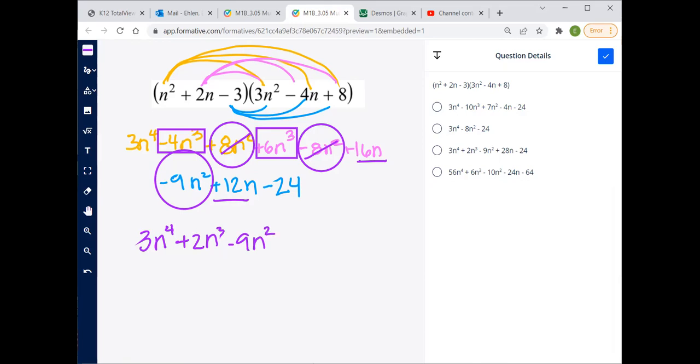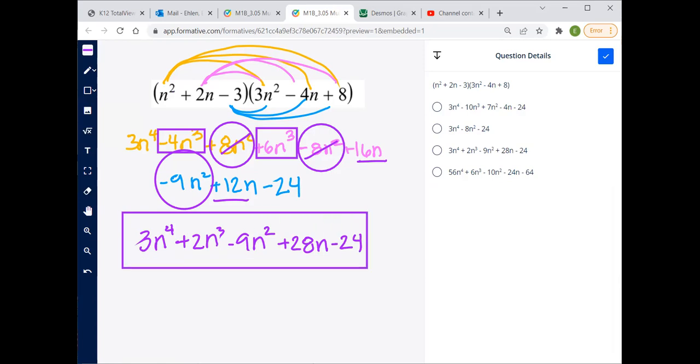And positive 16 plus 12 is 28n and negative 24. So personally, guys, I like for these bigger ones, I think it's a little bit easier to keep your thoughts organized with the box method, but either way works.